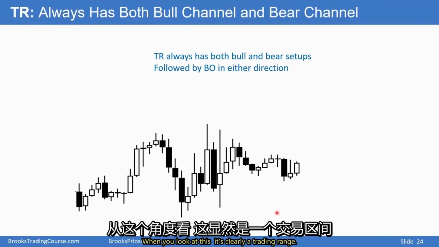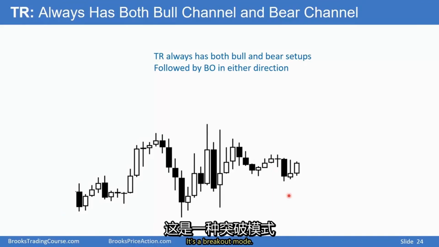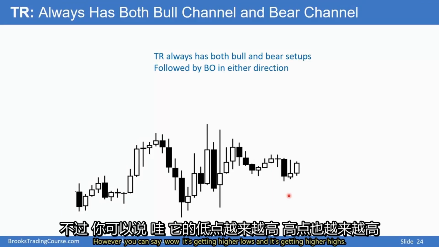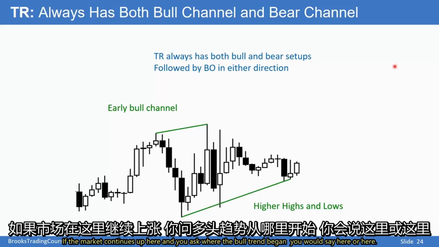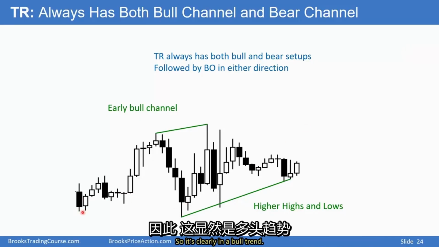When you look at this, it's clearly a trading range. It's in breakout mode. However, you can say, wow, it's getting higher lows and it's getting higher highs. This is also a bull trend. It is a bull trend. If the market continues up here and you ask where the bull trend began, you would say here or here. So it's clearly in a bull trend.